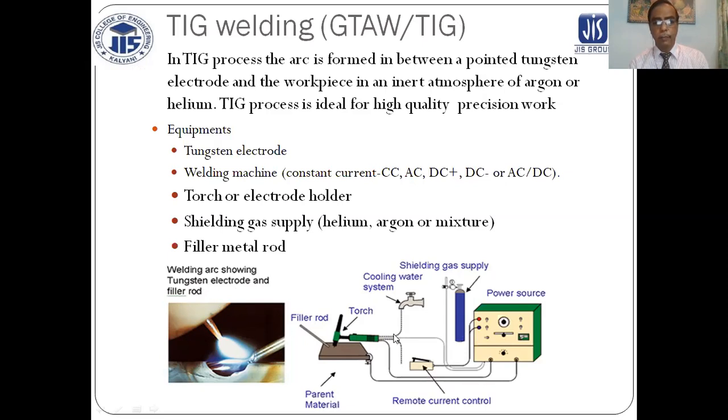This is the circuit of TIG welding. This is the workpiece, and this is the welding torch, with the tungsten electrode. This is the gas supply. Cooling is required, and this is the argon shielding gas, which may be argon or helium, and this is the power source. This is the connection to the workpiece and the connection to the torch.